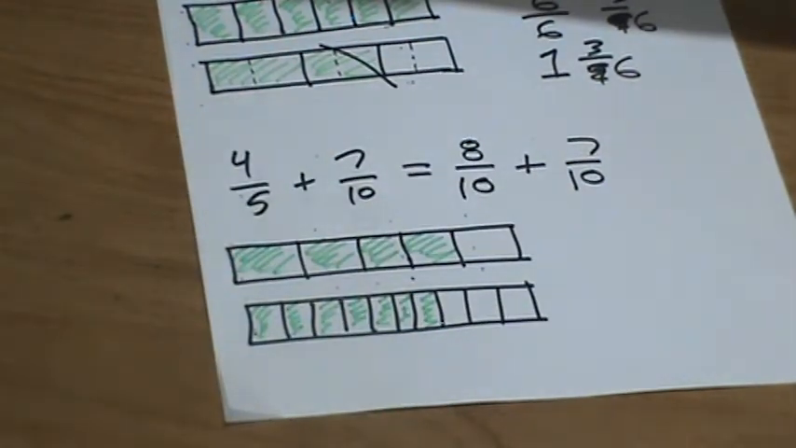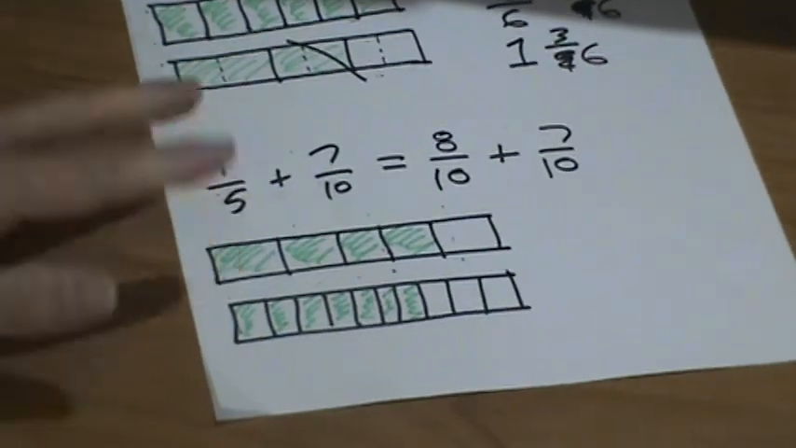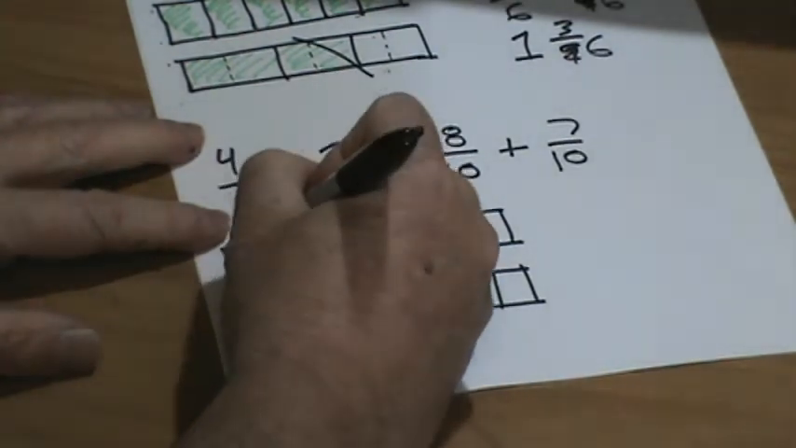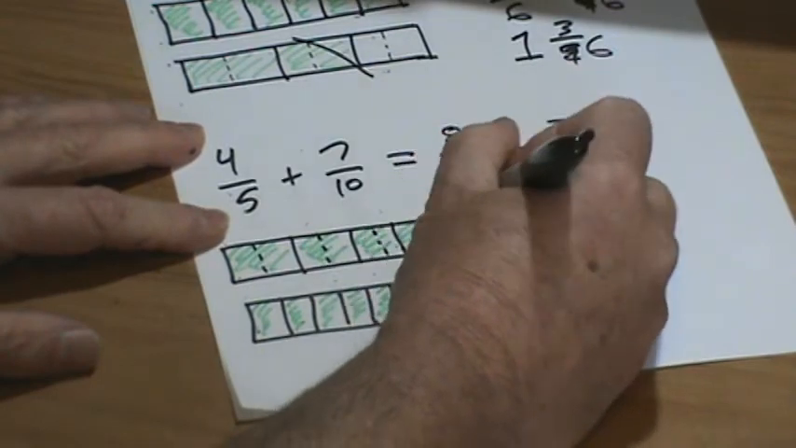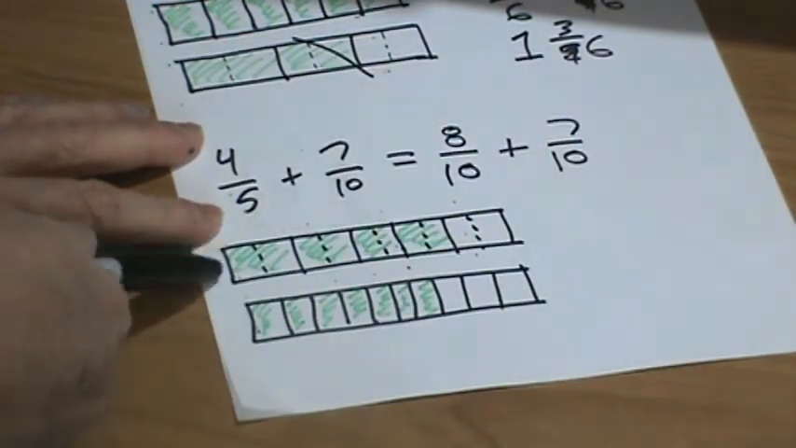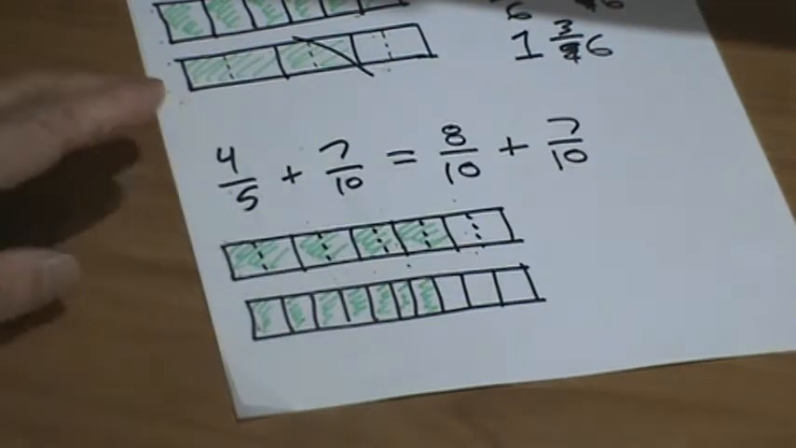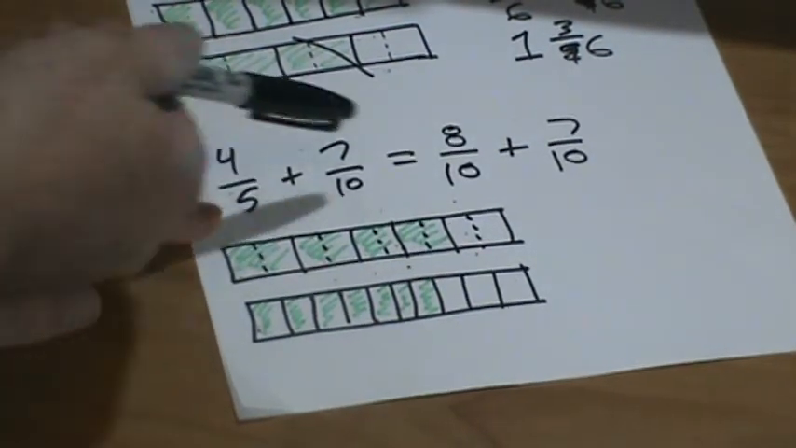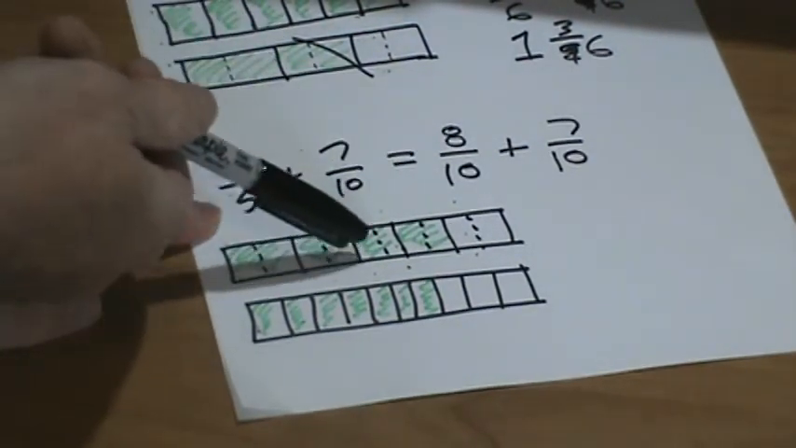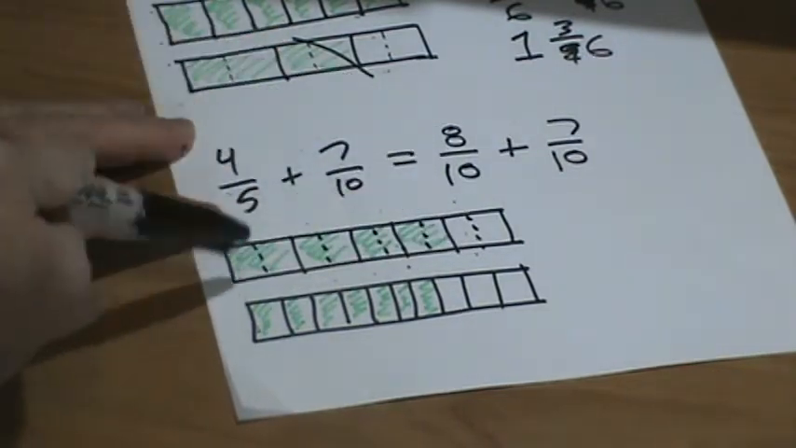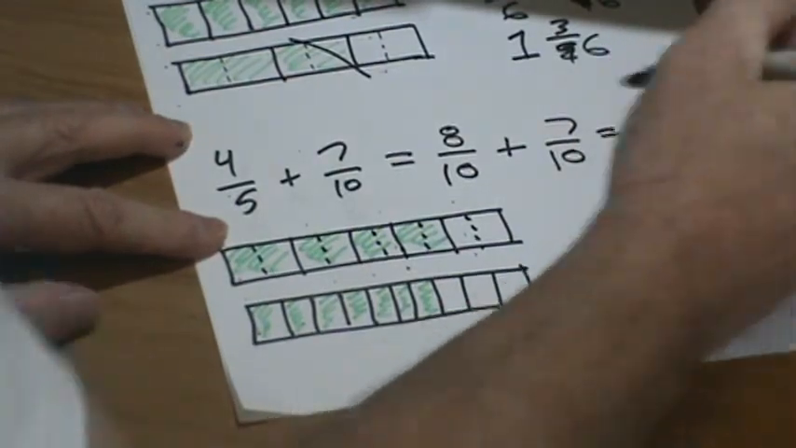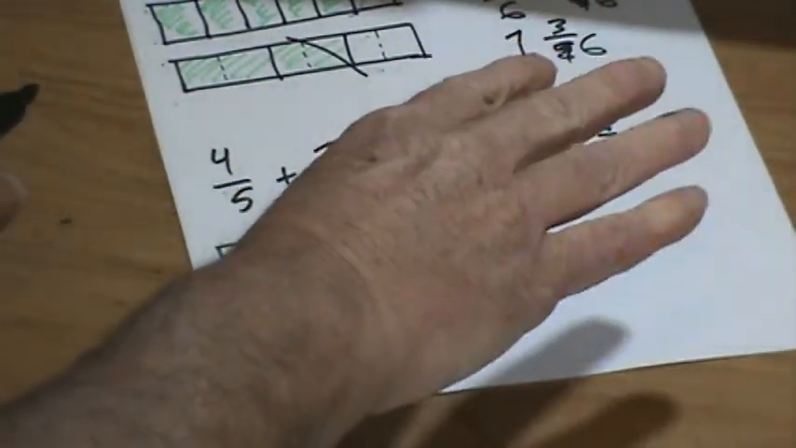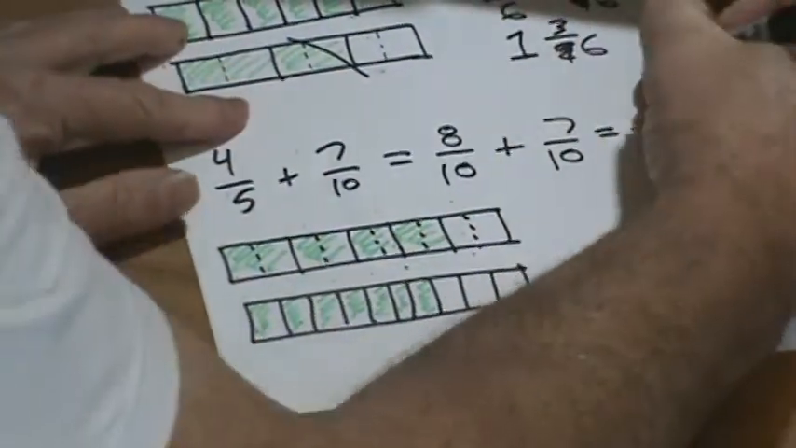Okay, so now we have to do 5 times 2 to turn these fifths into tenths. So let's just go ahead and split them. And the fifths, voila, become tenths. 1, 2, 3, 4, 5, 6, 7, 8, 9, 10. So now we're ready to add. See, 1, 2, 3, 4, 5, 6, 7, 8 tenths is equal to 4 fifths plus 7 tenths. What do we get? Well, the denominator remains the same, then 8, 9, 10, 11, 12, 13, 14, 15. 15 tenths.